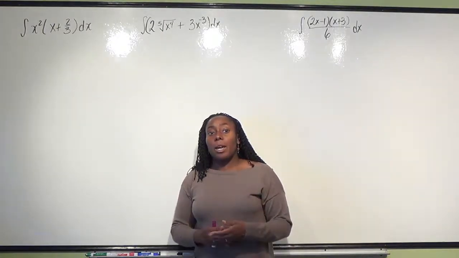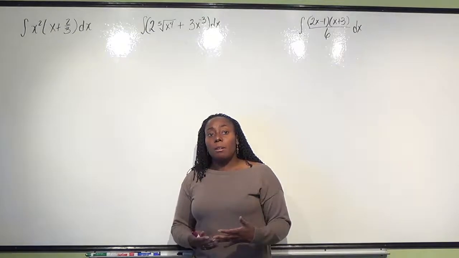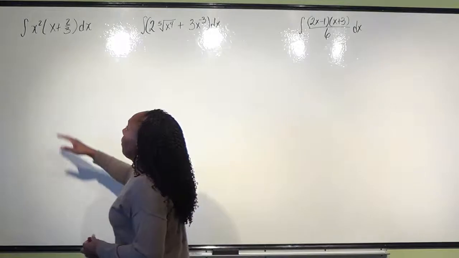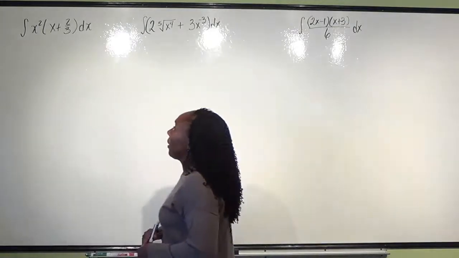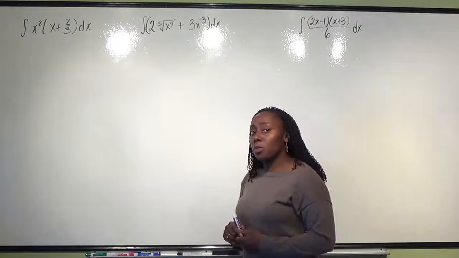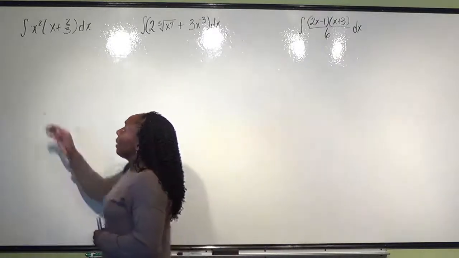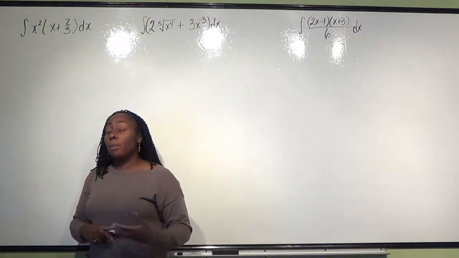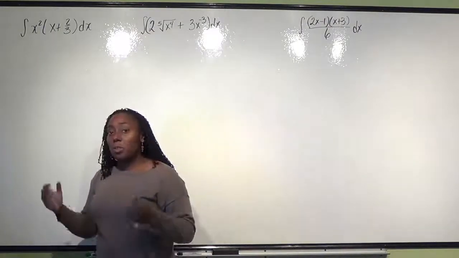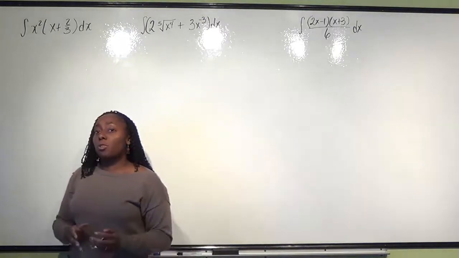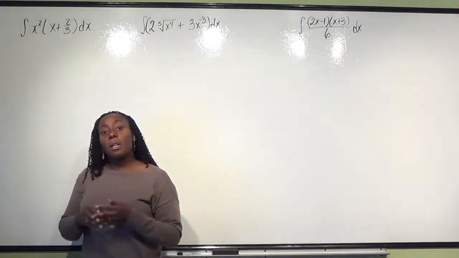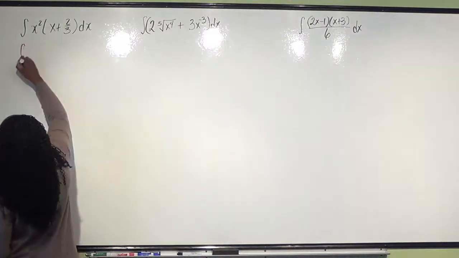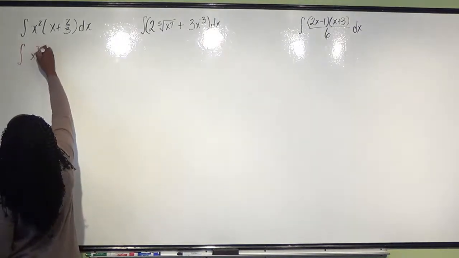In some cases, you're going to have to algebraically manipulate the function so that it looks like the basic properties. So in this first example, we can see x squared times the quantity x plus 2/3 dx. Here, again, it almost looks like a product, but we haven't talked about a product rule for integration. And so here, the first thing I'm going to want to do is get rid of the multiplication by distributing so that I have all of the terms in the form of a polynomial. So here, I'm going to multiply through by the x squared.